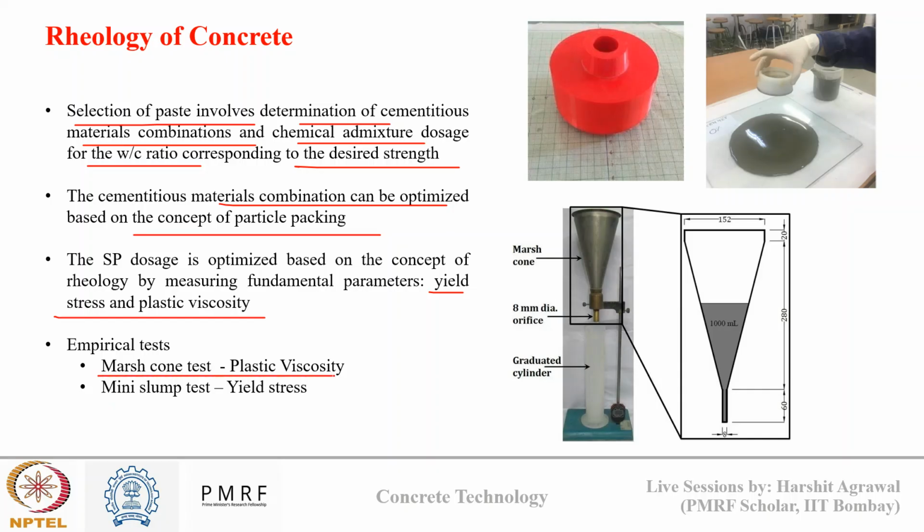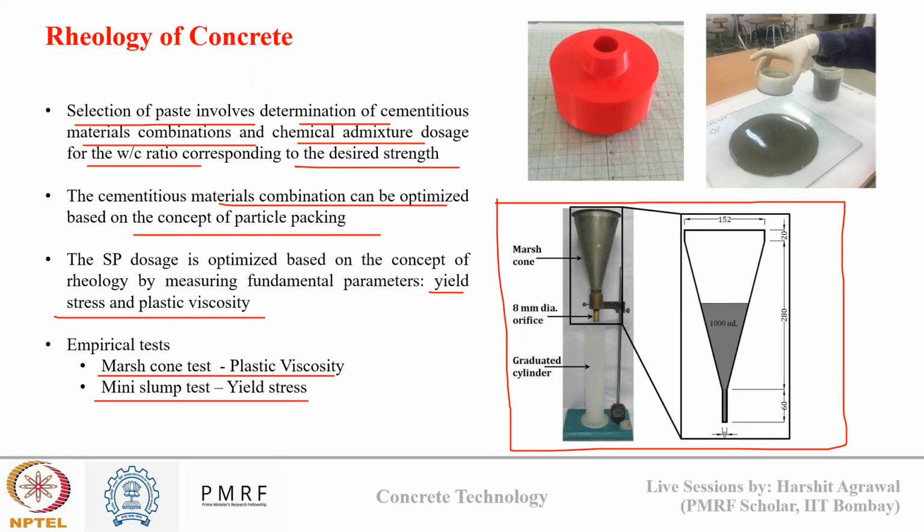These parameters for SP are measured by two empirical test methods. One is the Marsh cone test, which measures the plastic viscosity, and second is the mini slump test, which measures the yield stress. Okay, so the Marsh cone test you can see here. In this, there is a cone in which we pour the cement paste having some SP dosage, up to a certain mark, and then we release this knob here and see at what rate it fills this graduated cylinder. Then based on the time of filling to a certain volume, we get an idea of the viscosity of the system. So this is the Marsh cone test.